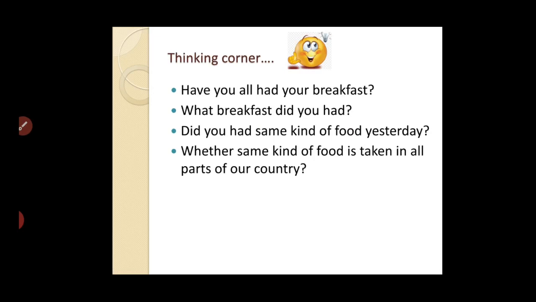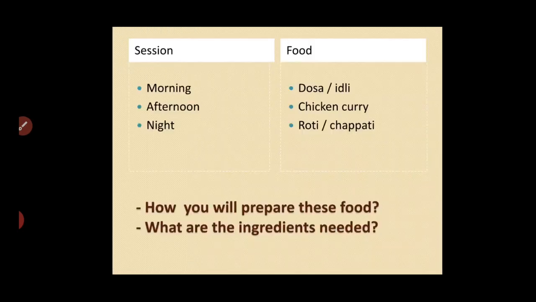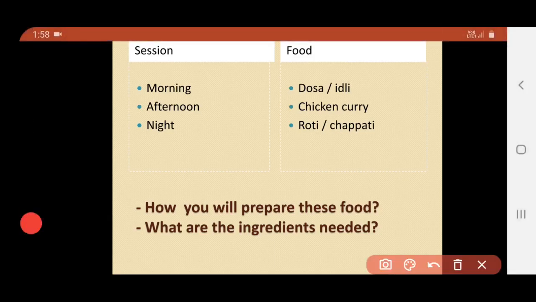No, it is not. We have varieties of food. In the northern part, they depend on chapatis for their food. In the southern part, we have rice as our food. Let us have one activity. Let us list out the food items which we have for a day, that is from morning to night. In the morning we usually have dosa or idli as our breakfast. In the afternoon, a spicy chicken curry as our lunch, and at night for dinner we have chapati.